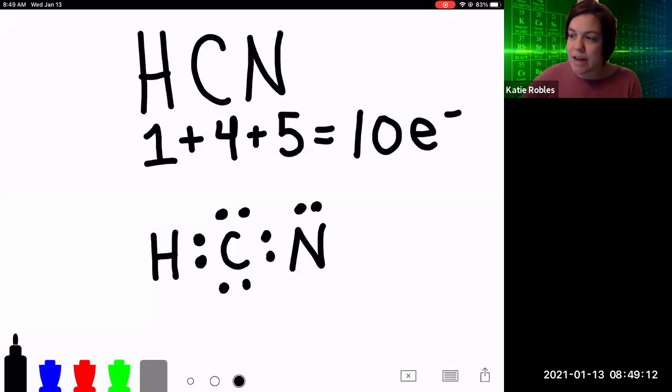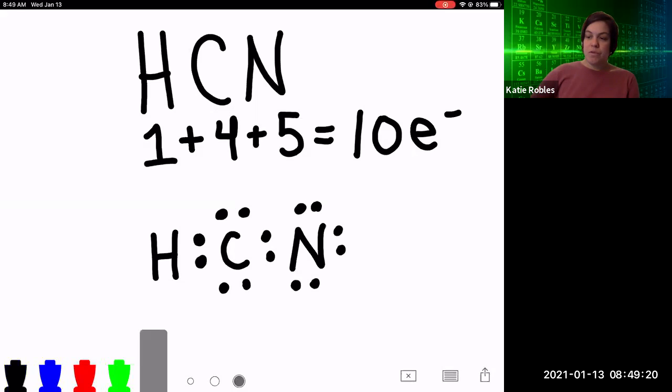You can see I'm already out of stuff in the bank there, but keep drawing. 11, 12, 13, 14. Okay. So we only have 10 in the bank. They've got to share. You lose a pair, you lose a pair, you share a pair.